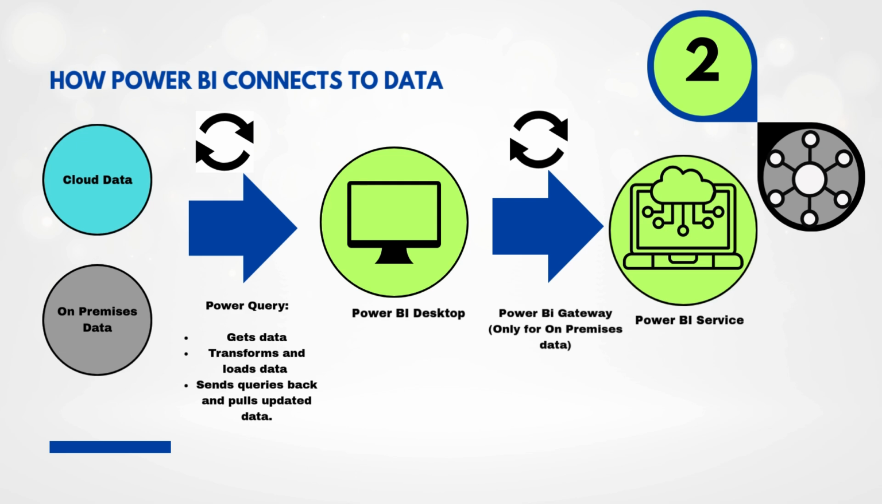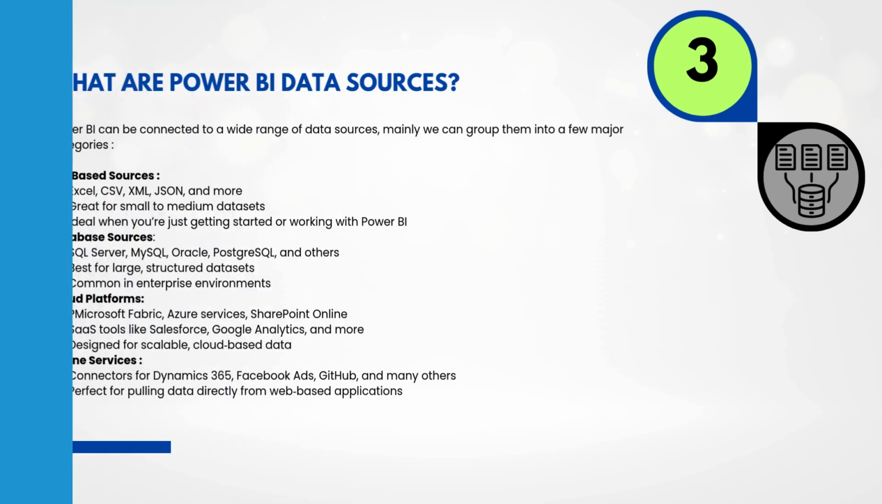Now let's talk about data refresh, which happens in two places. Refresh in Power BI Desktop: this refresh happens through Power Query. It updates your data locally while you are working on your report. And refresh in Power BI service: this refresh happens after you publish your report. If your data is on-premises, the refresh is handled through the Power BI gateway. If your data is in the cloud, the service connects directly to the source.